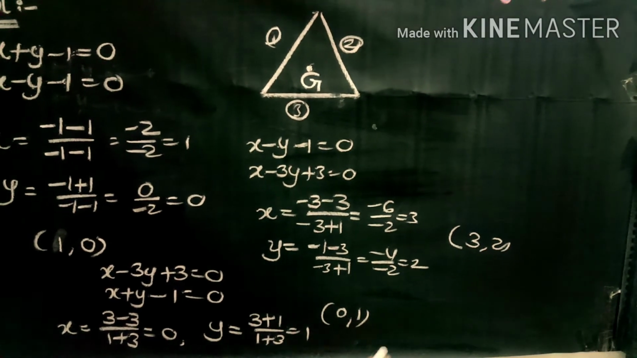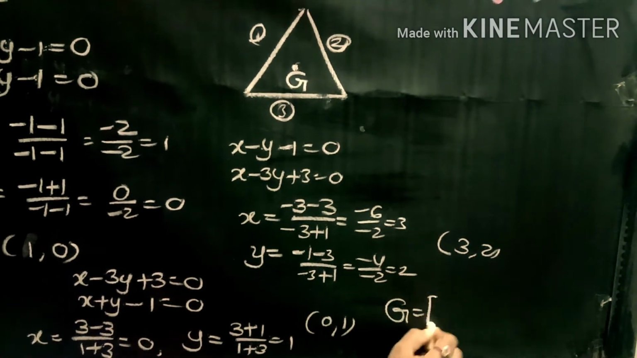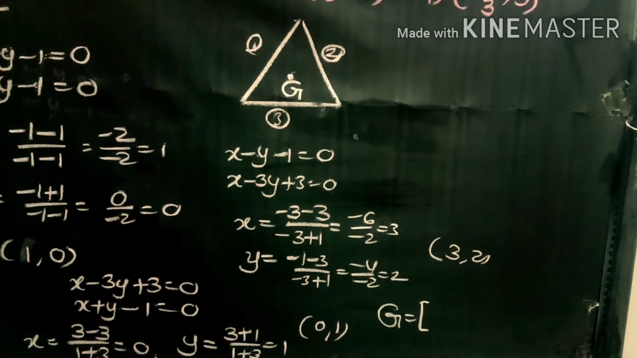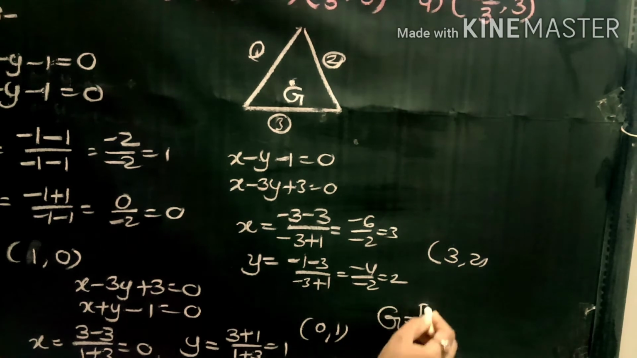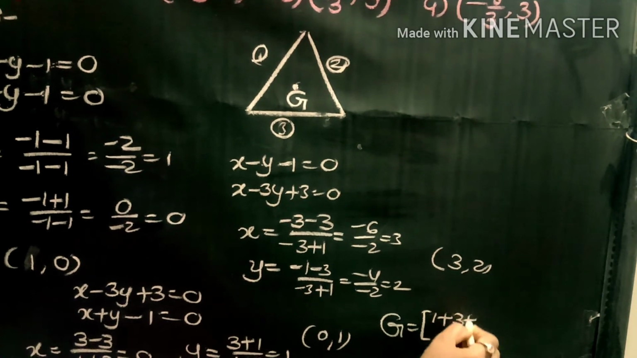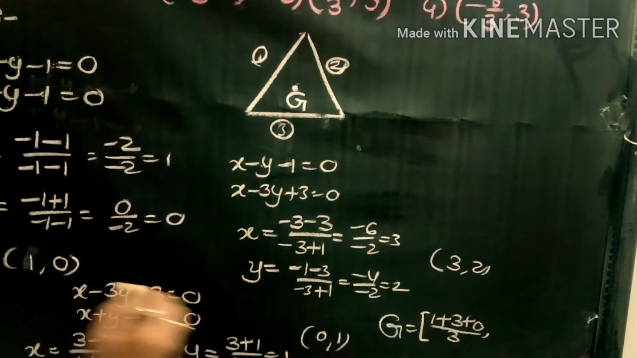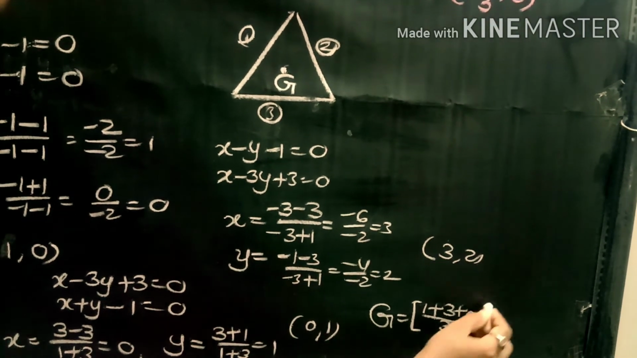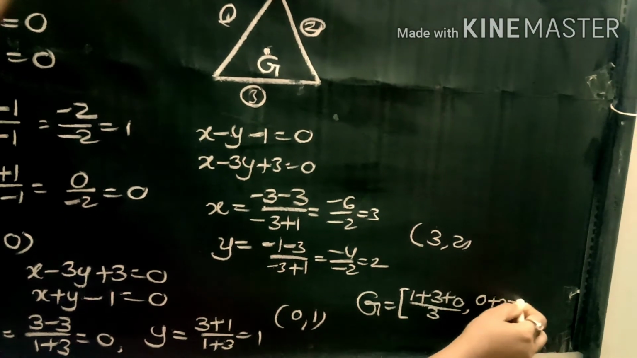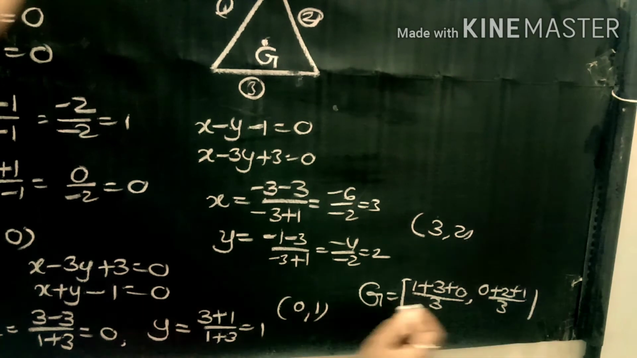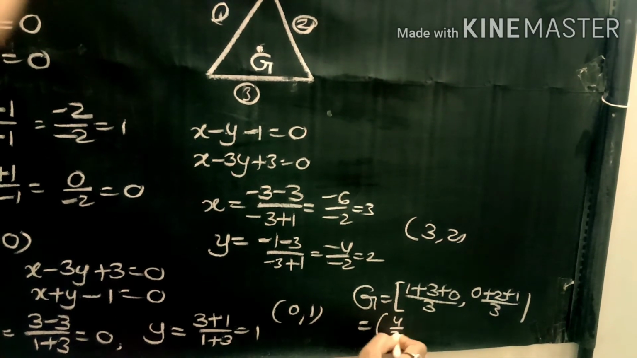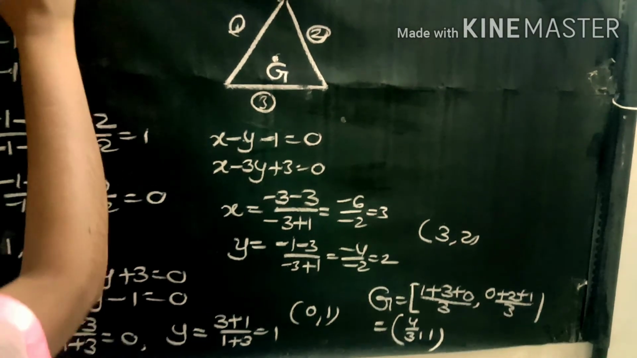Therefore the centroid G is equal to ((x1 plus x2 plus x3) by 3, (y1 plus y2 plus y3) by 3). That is (1 plus 3 plus 0) by 3, comma (0 plus 2 plus 1) by 3, and this is equal to (4 by 3, 1). That is the first option.